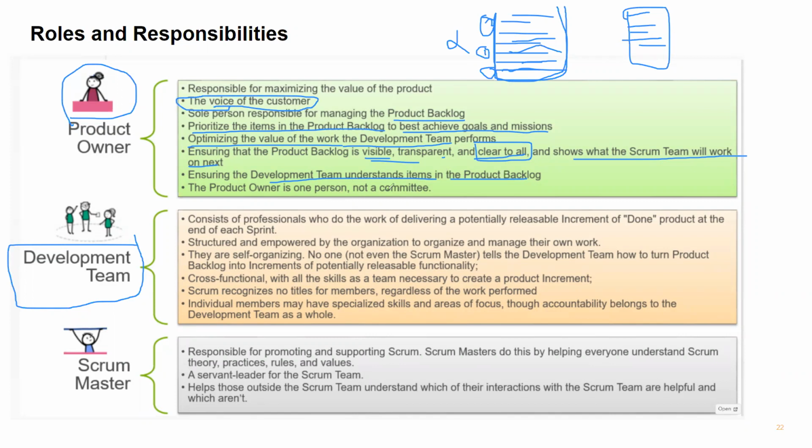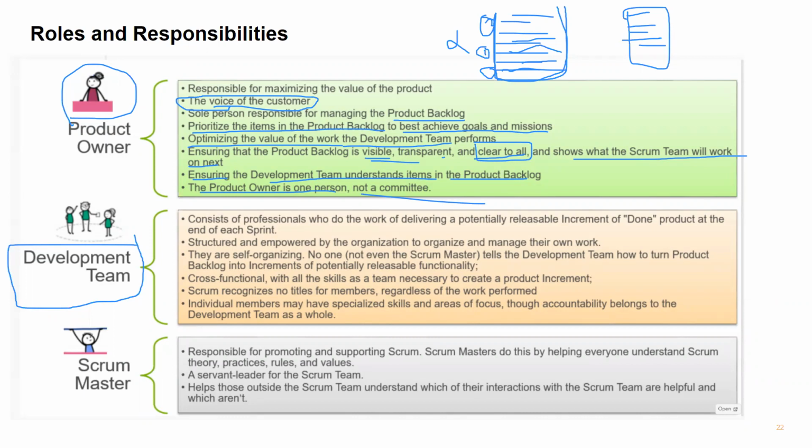He knows what needs to be done, so he will ensure that the development team understands the items in the product backlog. The product backlog is owned by only one person, not a committee. It is not a group of people. It will be only one person who can take decisions on anything related to the product backlog. Clear, team? Yes, sir.